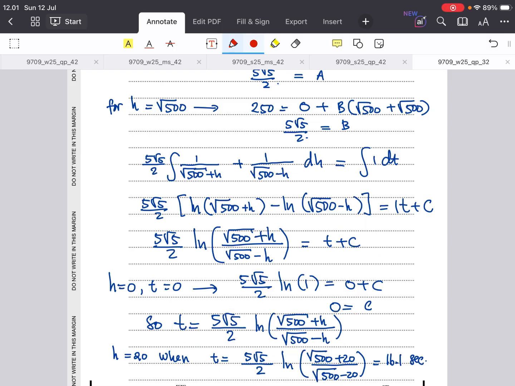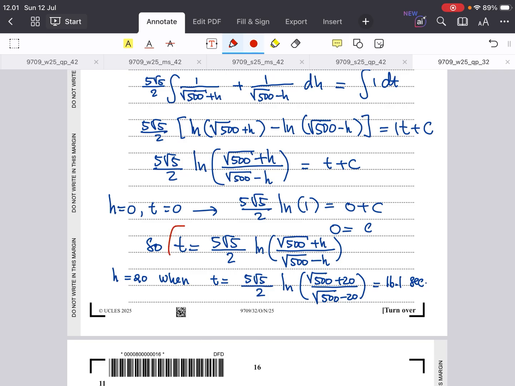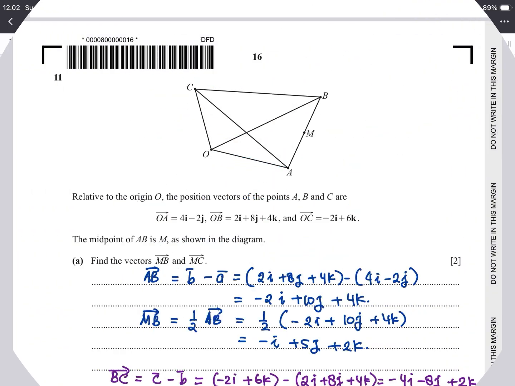Now the question asks, find the time when the h is 20. So now the time t, just replace the h with 20. Become this one, and then use calculator. The value of t is 16.1 second.